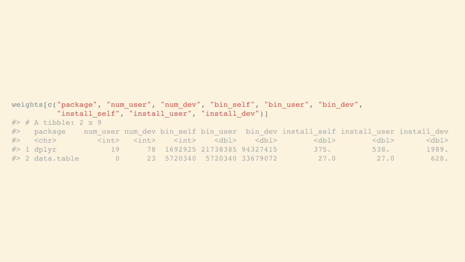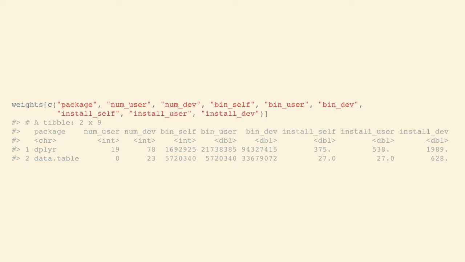So num_user and num_dev are the number of user dependencies. These are dependencies that users typically need to install to use the package. And dev dependencies are dependencies that you really only need to work on the package itself. Those are what developers would need. bin_self, bin_user and bin_dev are the binary size for the package itself; bin_user would be the package and all of its user dependencies, and bin_dev would be the package and all of its development dependencies.